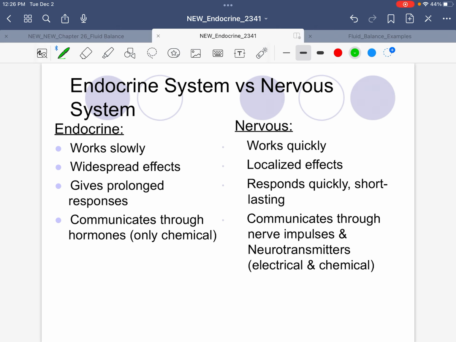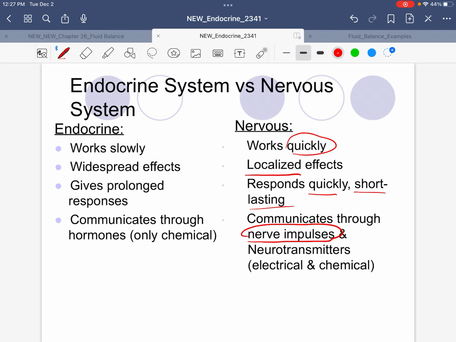Now, I do want to make sure that we compare and contrast the two body systems that regulate, endocrine versus nervous. These are the two main body systems that control everything. If you think back to AMP1, we already know the nervous system works through nerve impulses. Nerve impulses travel quickly, but they only have localized effects. When you send a nerve impulse, it only goes to one specific spot. It's a quick response, but short-lasting.